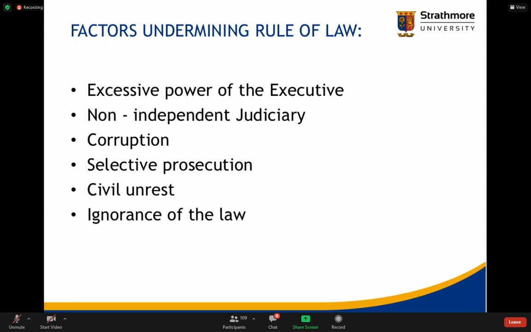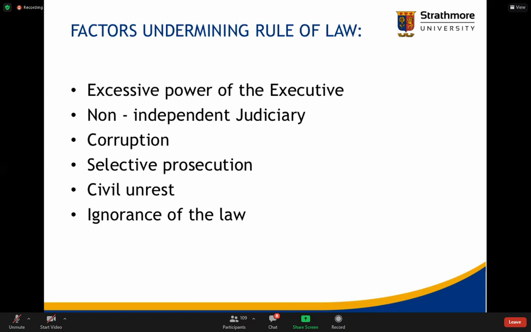The law should not distinguish between the rich and the poor. We know the law does not do this most of the time. And then finally, the constitution or the law should not be just a source of rights, but it should be an embodiment of the will of the people. So factors that undermine the rule of law include the following.